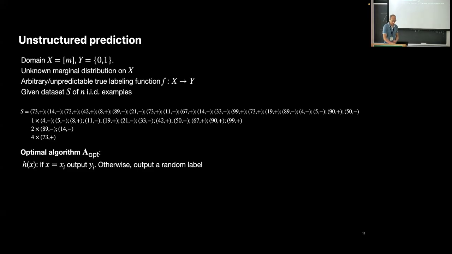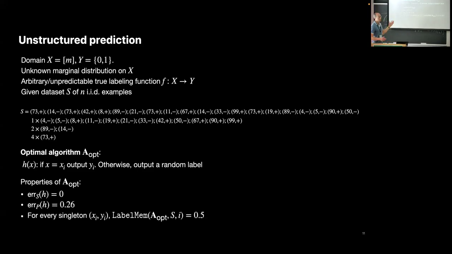Let's quickly look at the properties of this algorithm. First of all, its empirical error is 0. It's perfect, it fits the data perfectly. Its generalization error, I happen to know the distribution, is 26%. It's actually not such a bad algorithm. It's much better than the random guessing that you would get otherwise, and something that one could use if one actually had to do some prediction in this setting.